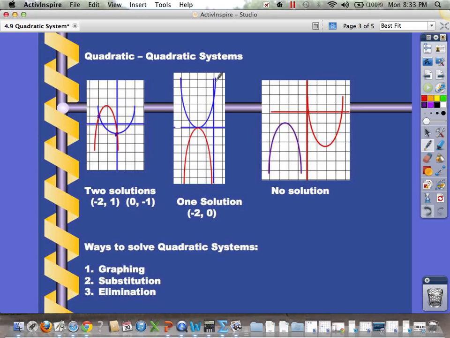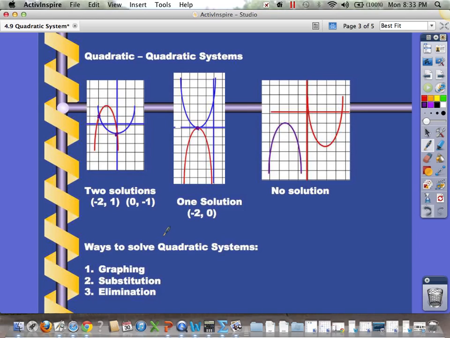Right here, the blue parabola and the red parabola only intersect right here. So therefore, it would only have one solution, and that point would be -2, 0. And then this one, the purple parabola is over here, and the red one's over here, and they're never going to touch, ever. That would be no solution. Now you can have some crazy looking parabolas crossing and doing all sorts of weird things, but there'll be either two solutions, one solution, or no solution. For the most part, I think that's all you would have. I don't think they would have any with more.